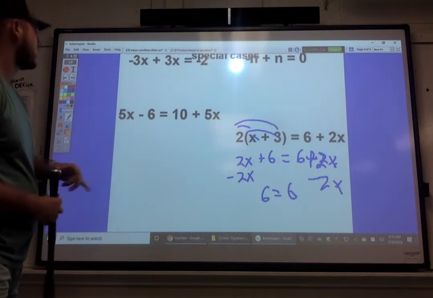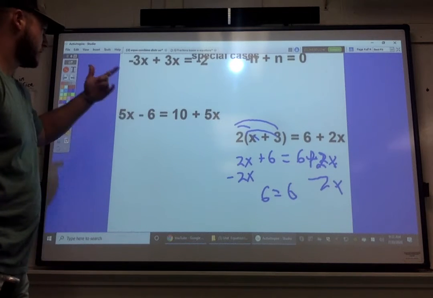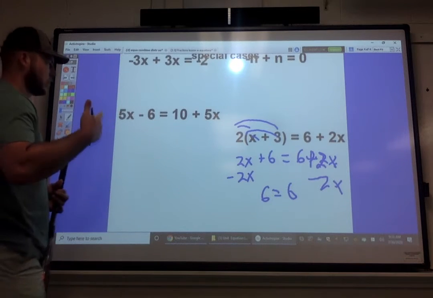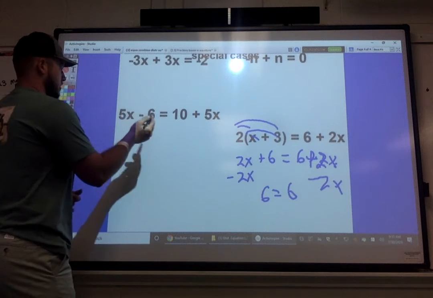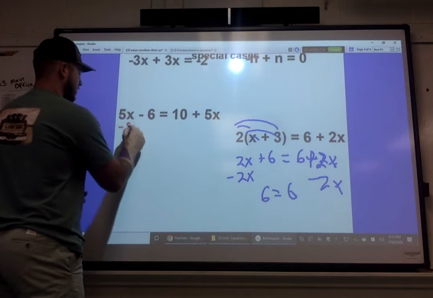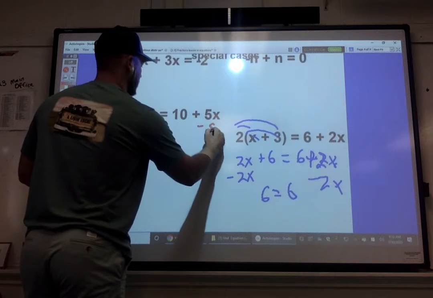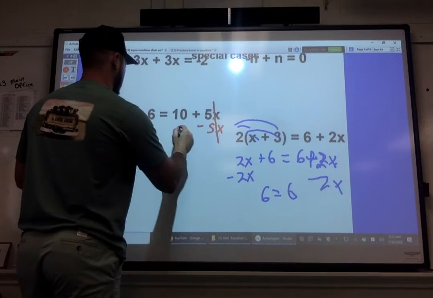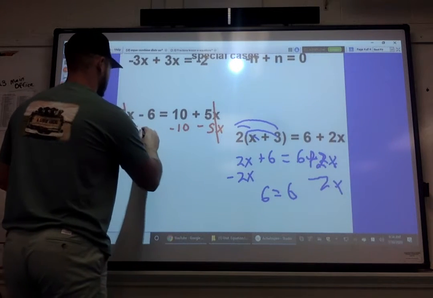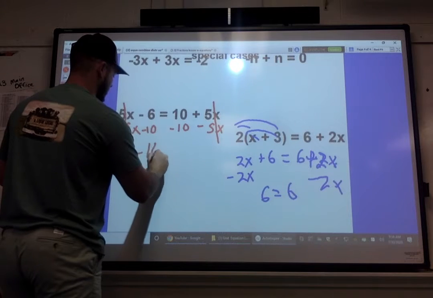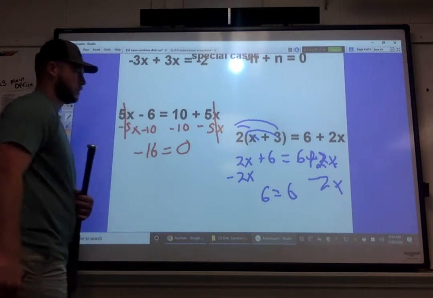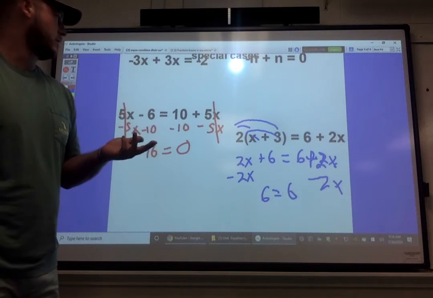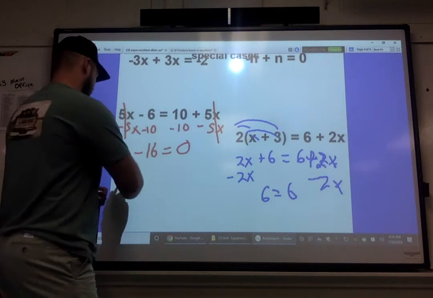So real quickly over here, remember the checklist, there's nothing to distribute. We don't have like terms on the same side. So we're going to get our variable on the same side. You might have already kind of picked up on what's going to happen. If I subtract 5x over here, so it goes away here, and then I subtract my 10, well, I'm left with a negative 16 equals 0, because there's nothing left over here. That's not true. 0 does not equal negative 16. So again, this would be a no solution.